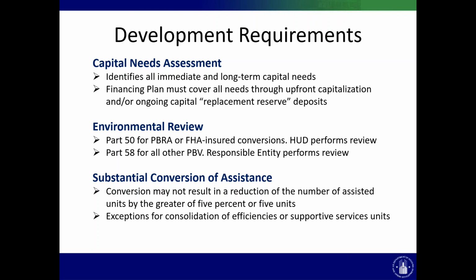There is a requirement of RAD that the PHA substantially converts all the assistance at the property, which is basically a one-for-one replacement requirement. So a conversion may not result in a reduction of the number of assisted units by the greater of 5% or 5 units. In practice, nationwide, this is less than 1%, but it provides a little bit of flexibility based on property type and the realities on the ground.